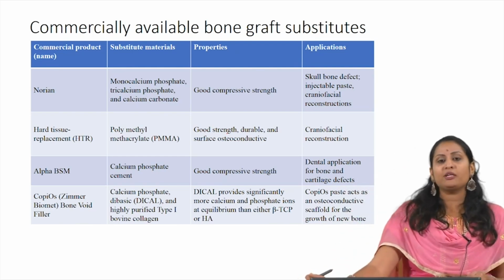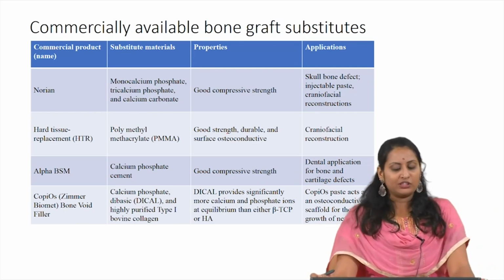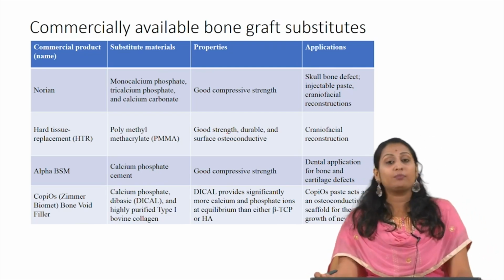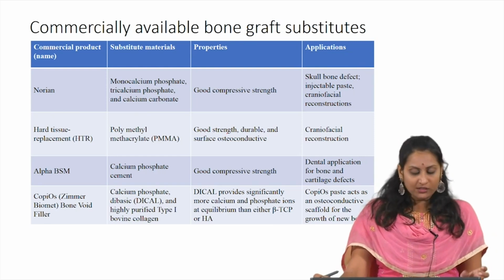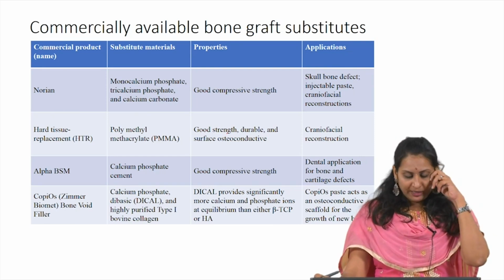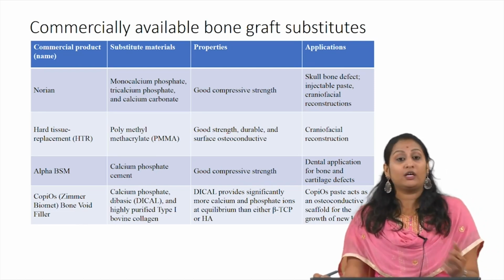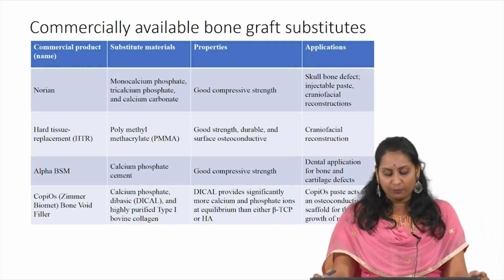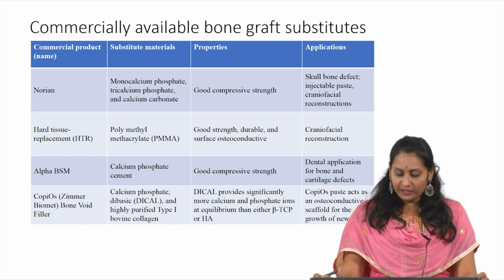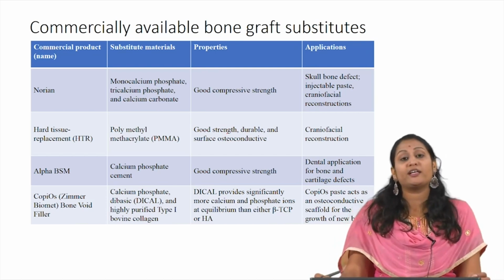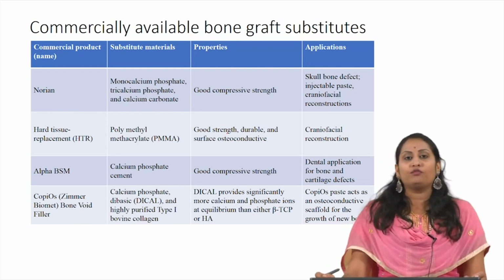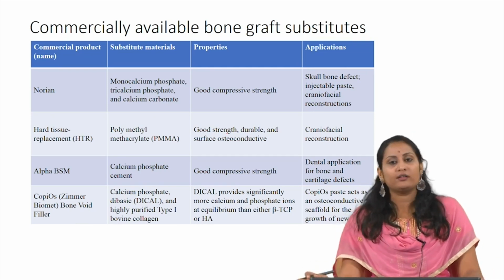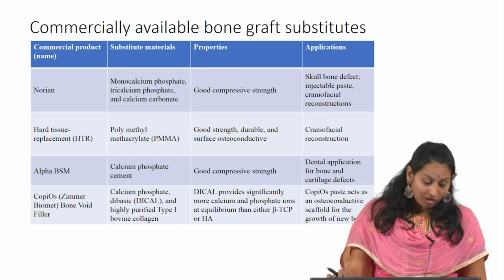The next one, again a ceramic based material, is Alpha BSM, which is made up of calcium phosphate cement, and it shows good compressive strength. It is used in dental applications for bone and cartilage defects. The next is Scorpio OS paste, which is made up of calcium phosphate and type 1 bovine collagen, a natural and synthetic composite polymer. It provides significantly more calcium and phosphate ions at equilibrium than either beta TCP or HA hydroxyapatite. It acts as an osteoconductive scaffold for the growth of new bone.